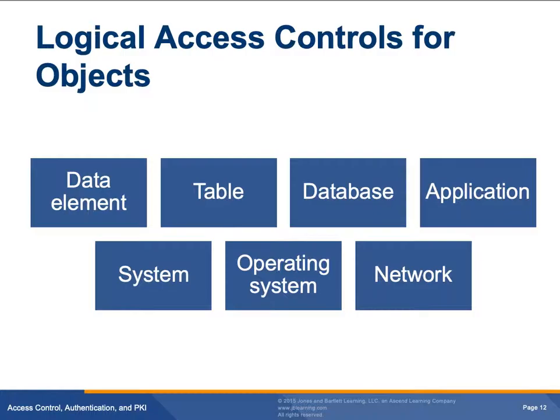So we have several different objects here that are, let's say, part of authentication. We can allow people to access particular data elements or table or a database or an application or system or an operating system or network or some other combination of those. And there's more, again, as I mentioned, especially when we're talking about Microsoft group policy objects and Microsoft Active Directory, which we'll get to.